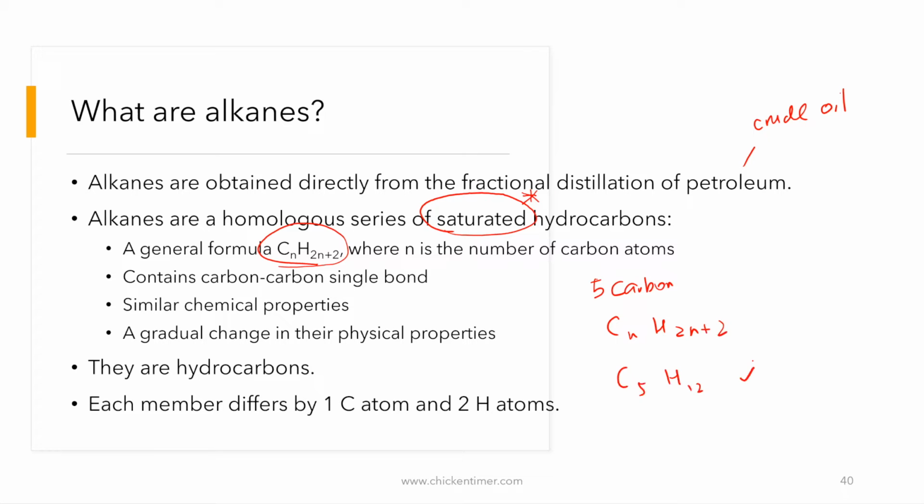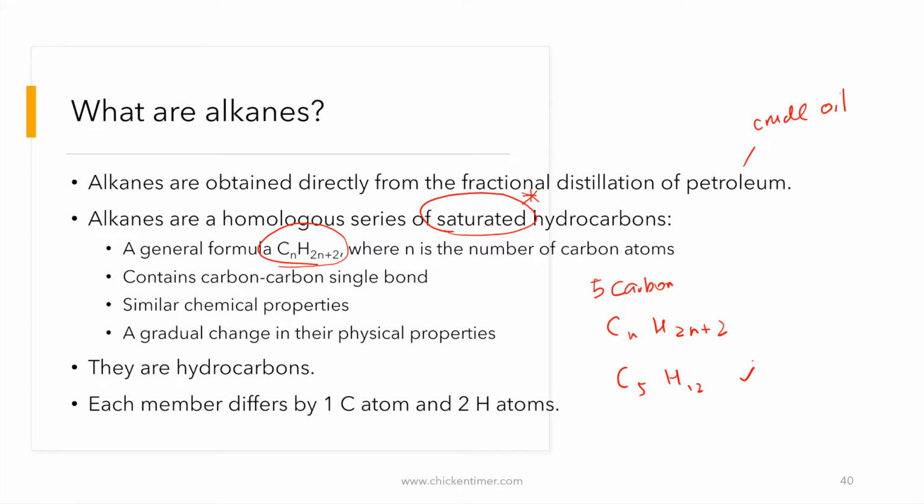Yes, like that. So it contains carbon single bonds, and everyone in the alkane homologous series will have similar chemical properties, very much like everyone in the same group in the periodic table will have similar chemical properties. Then there's a gradual change in physical properties, which is also the same for those in the group in the periodic table. Then the next one, they say they are hydrocarbons. Hydrocarbons means that they are molecules that contain carbon and hydrogen only. And then the last one, they say each member differs by 1 carbon and 2 hydrogen atoms.